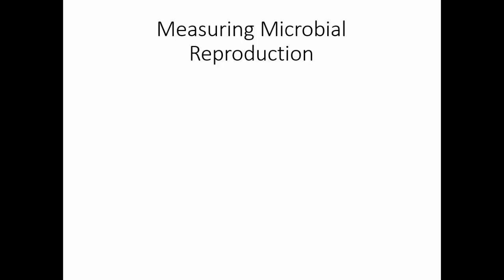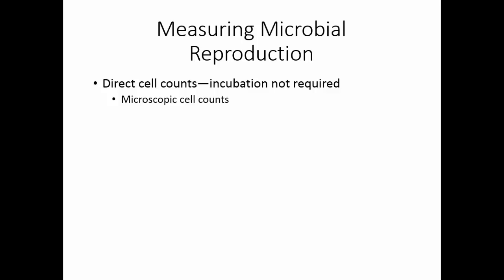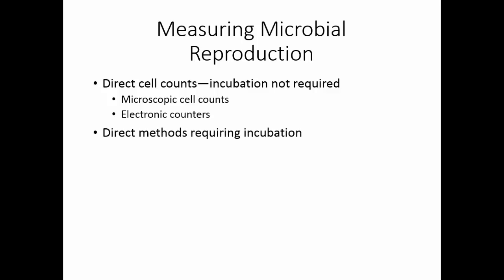If we want to measure microbial reproduction, there are several techniques we can use. Direct cell counts can be done, and incubation is not required here. You can actually look at cells on a microscopic slide using a very special slide that has a grid on it and literally count the number of cells. There are also electronic counters that can be used. There are direct methods that require incubation. One of these is the serial dilution method and the making of pour plates.